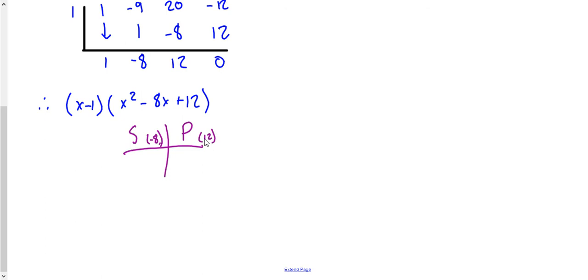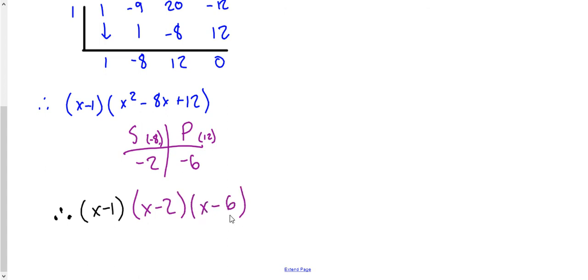Well, what two numbers would multiply to 12 and add to negative 8? Well, I'm looking probably at negative 2 and negative 6 because they multiply to positive 12, because two negatives make a positive, and they both added together gets you to negative 8. So therefore, our final answer, we have x minus 1, and then we have our two factors. So we have our x minus 2 and x minus 6.